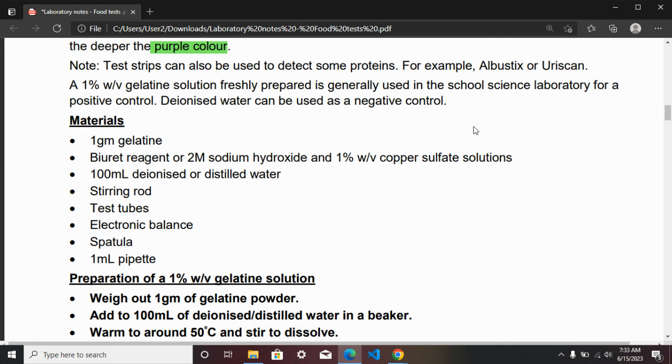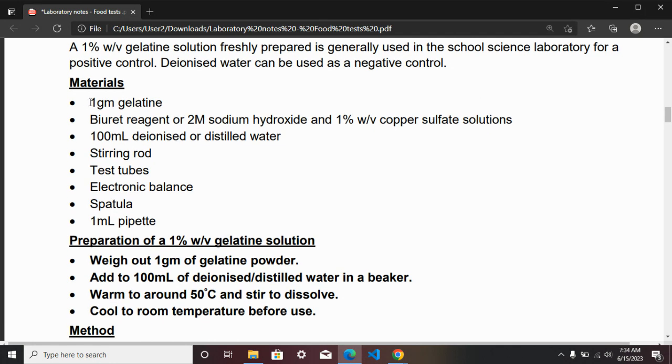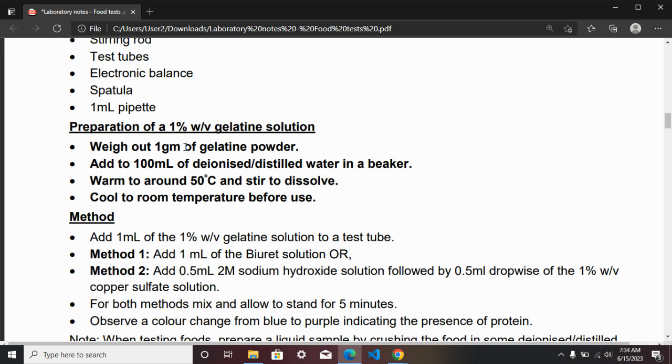Positive control is just for allowing us to get the proteins if they are available. The negative control will just dissolve out the kind of testing things we are having. So the materials that we'll be having are 1 gram of gelatin, Biuret reagent or 2 M sodium hydroxide and 1% copper sulfate solution, 100 milliliters of distilled water, a stirring rod for mixing, test tubes, an electronic balance, a spatula for measuring, and a 1 milliliter pipette.